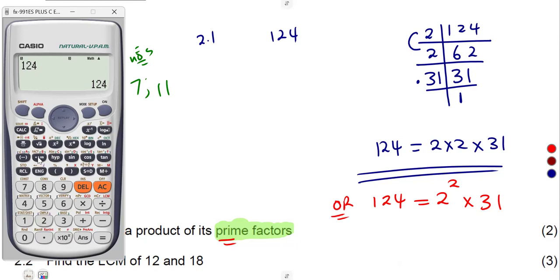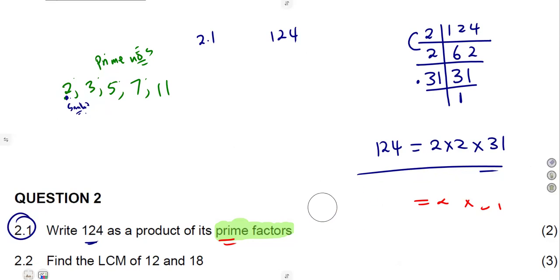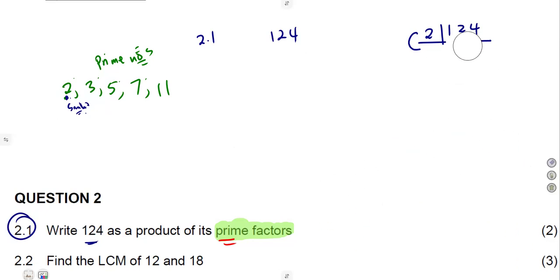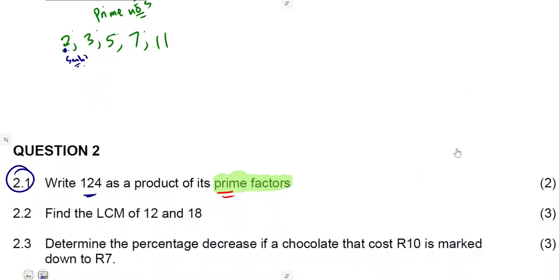Shift. You press that. This one. Shift. You press these dots here. This one. The moment you do that, it gives you the answer in what? Exponential form. All right. So you can verify at the end of the day using your calculator. All right. Let us move on to another one.